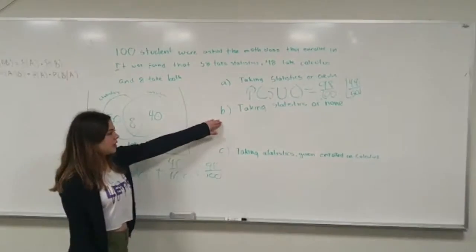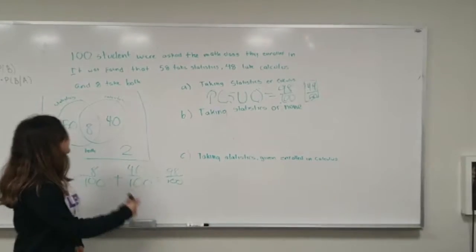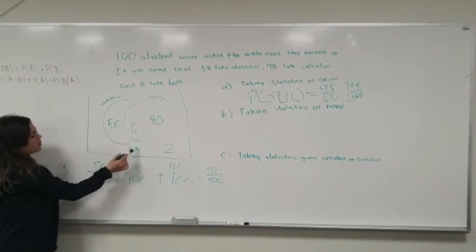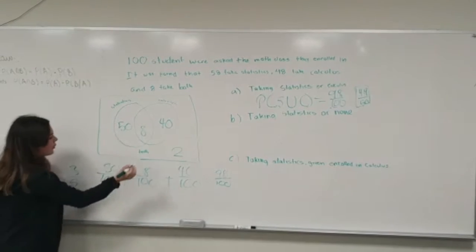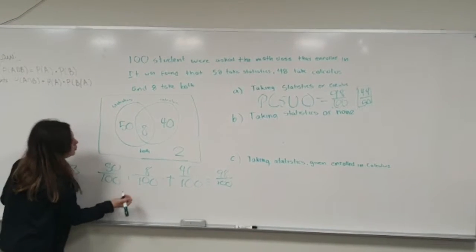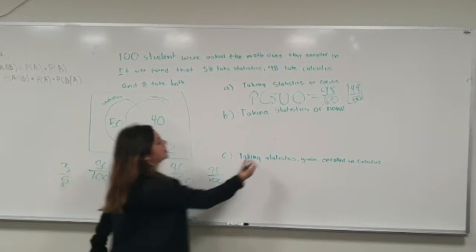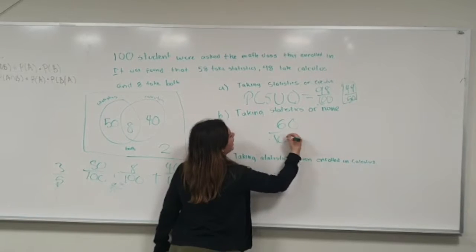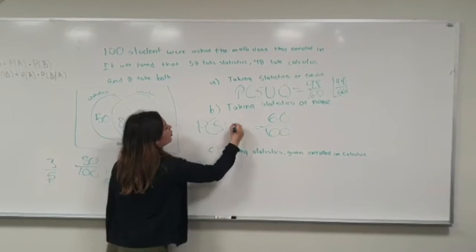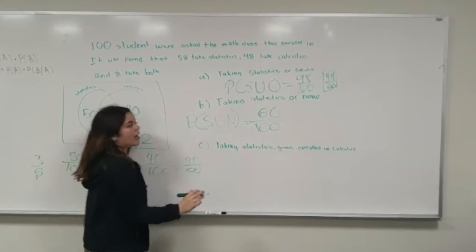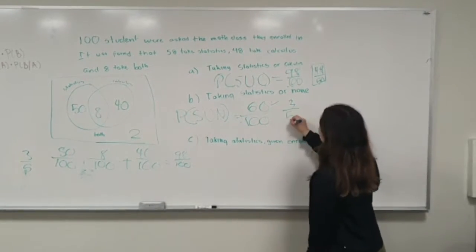Letter B is telling us to get the statistics or none. And we can now see that the ones who take statistics is 58, including the ones who take both. So it's going to be 58 plus 2, which would be 60. So our answer is going to be 60 over 100. And of course we have to put P of S or N equals this. And our simplified answer is going to be 3 over 5.